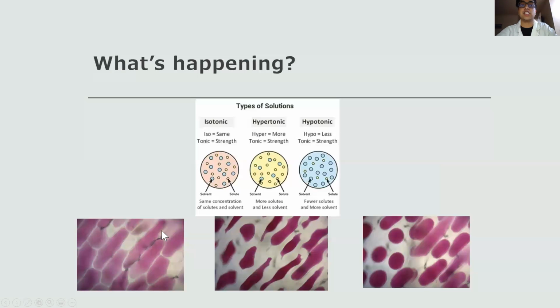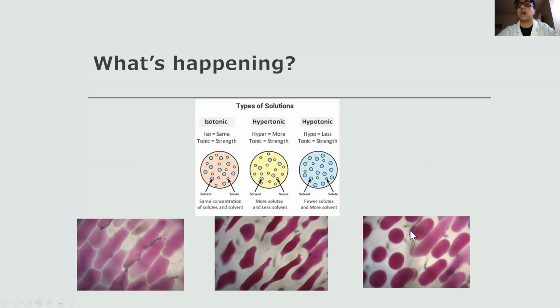So we don't see any change, right? There's no net flow of water anywhere. Whereas hypertonic, there's more, and tonic means strength, and there's more solutes and less solvent, right? So water is initially inside, then there's a higher concentration inside. So the water leaves from the higher concentration to a lower concentration. Hypo means less and tonic means strength. So fewer solutes and more solvent.